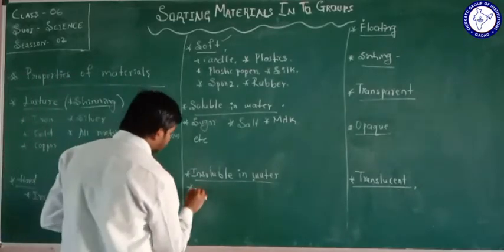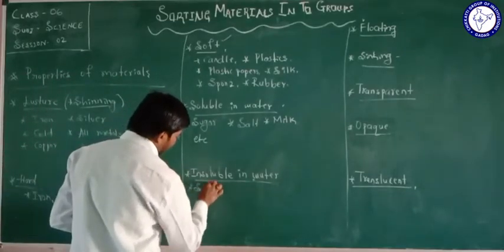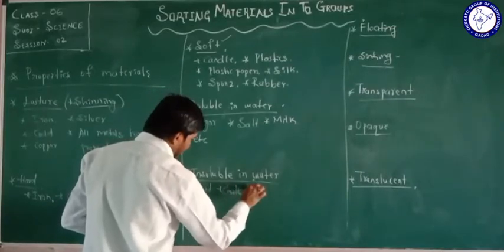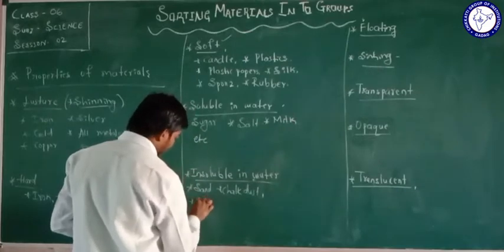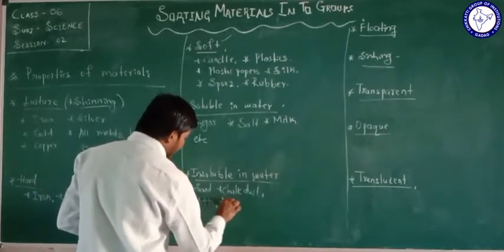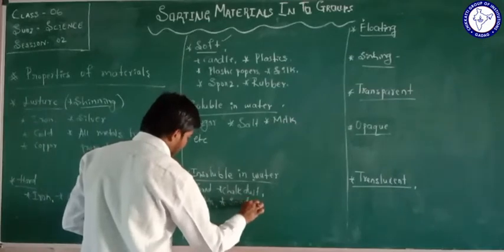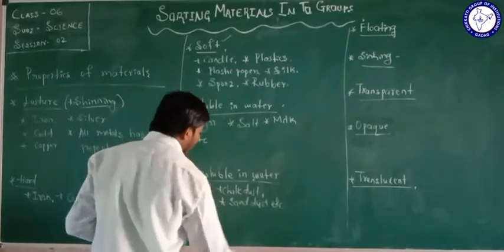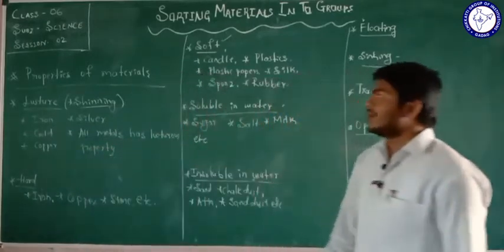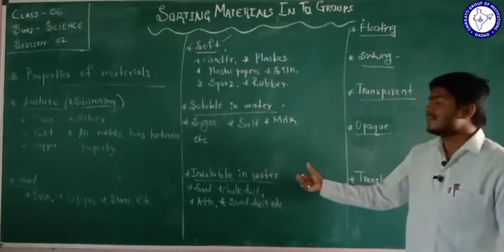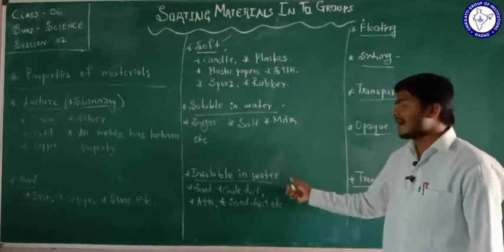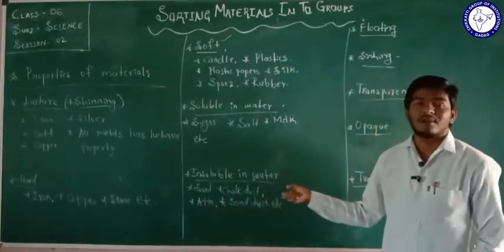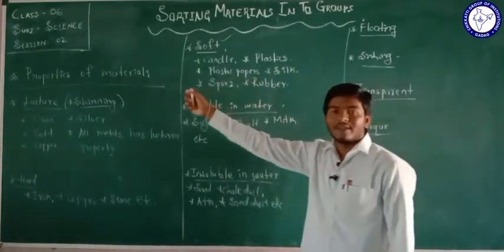That is nothing but sand, chalk dust, atta, sand dust, etcetera. So what we did here is consider one property of the material, that is being insoluble in water. Based on this character, we are going to group the materials. That is, these are all materials that are insoluble in water. This is under one property of the material.